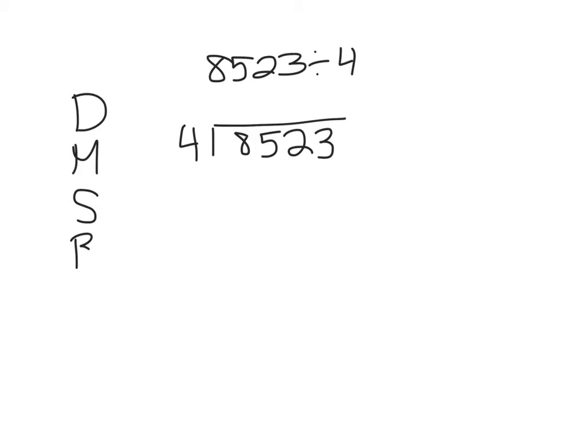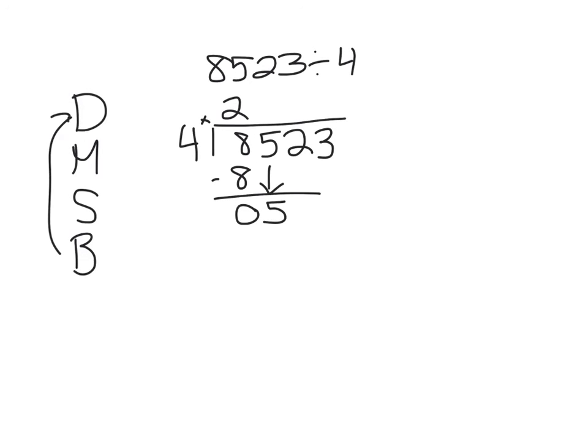Let's do one more. Okay, so we have 8,523 divided by 4. So you're going to set this up. And then we're going to do the same rules. Divide, multiply, subtract, bring down, and then you start all over. Okay, so I'm dividing 8 divided by 4. That would be 2. And then multiply 4 times 2, which is 8. I subtract, I have nothing left over. I bring down the 5. And then I start all the way back over at the top.